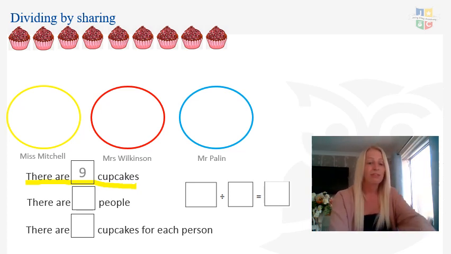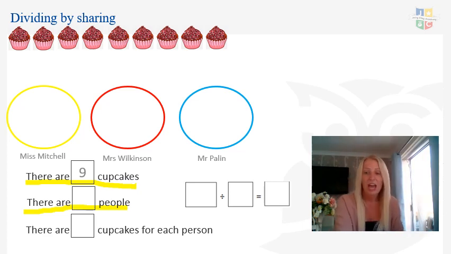Next we've got there are something people. So I'm going to be sharing my cupcakes with me, the yellow plate is for me, the red one for Mrs. Wilkinson, and the blue plate for Mr. Palin that I'm going to share all my cupcakes with. So we're sharing them with 3 people. So there are 9 cupcakes, there are 3 people.